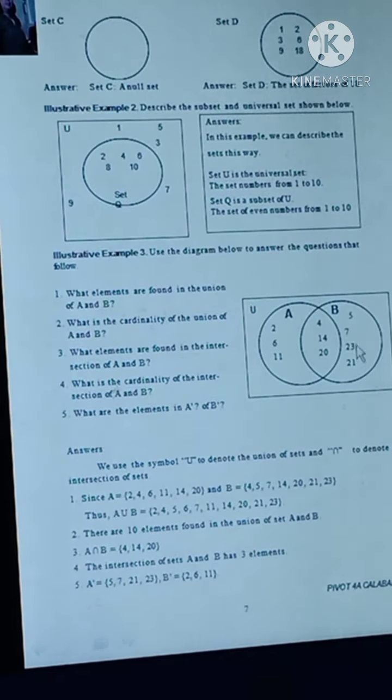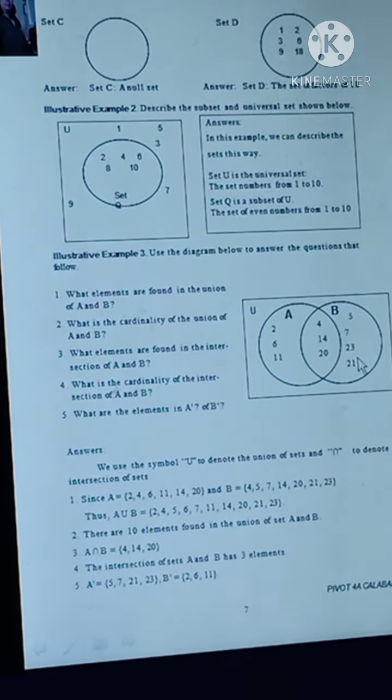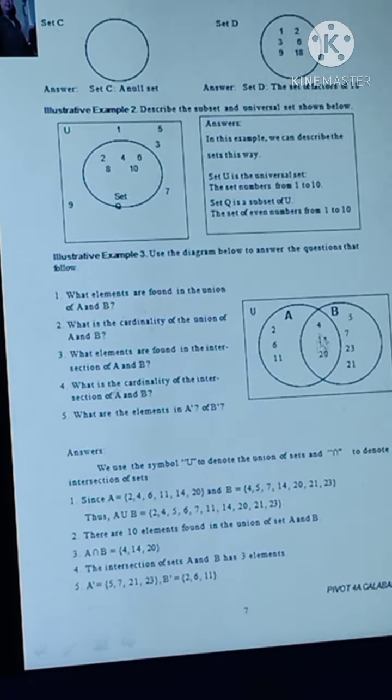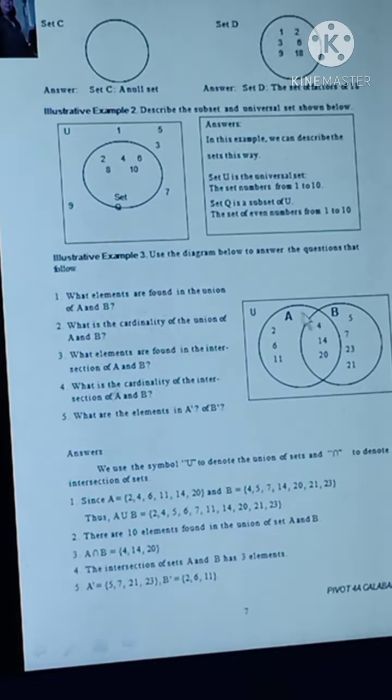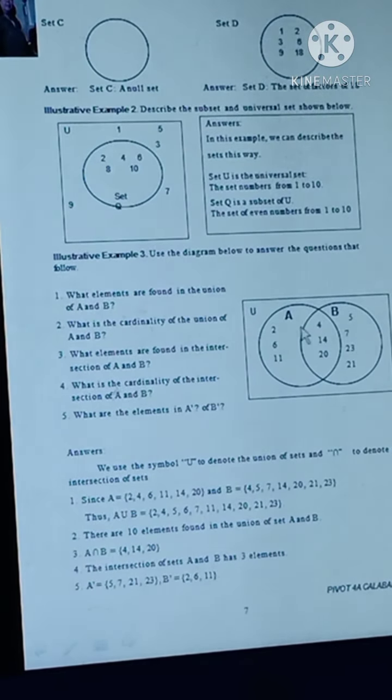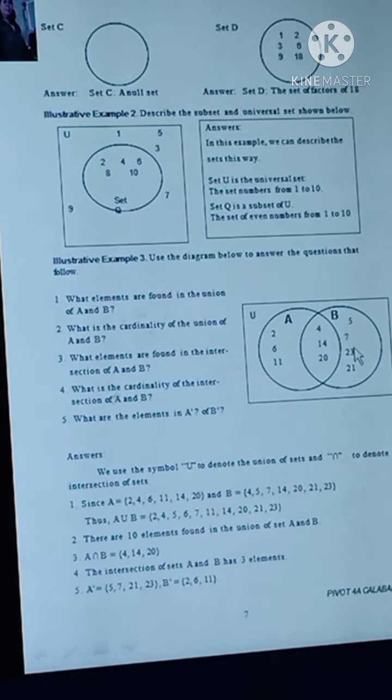Don't forget to arrange your answer in increasing order from lowest to greatest or highest. When you say the A complement, all you have to do is to cover the elements found in set A. So, tatakpan mo to. Ang natira lang, what is left is 5, 7, 23, and 21. So, that's why you will have here the answer.